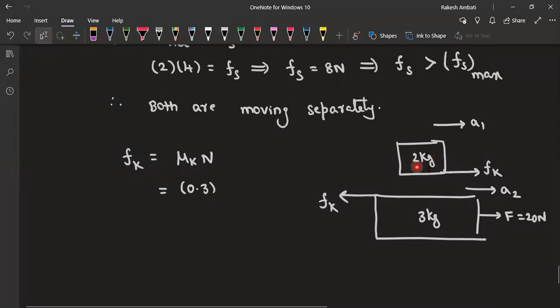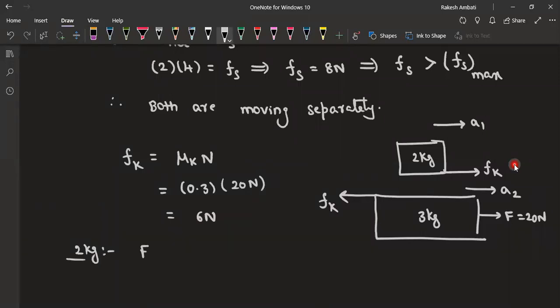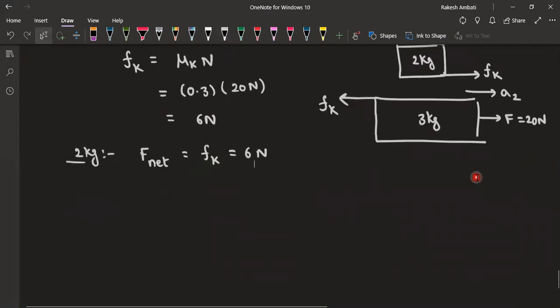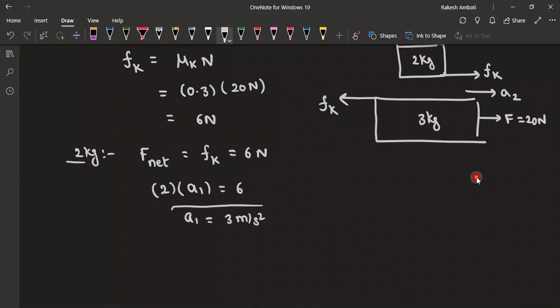So whose weight is acting? The 2 kg block, m1g. So that means 20 newtons, not 30. Therefore Fk is nothing but 6 newtons. Now you consider the 2 kg block and write down the dynamic equation, that is only Fk, and this Fk value is 6 newtons. Therefore, resultant force means mass into acceleration. The mass is 2 kg and its acceleration is A1, equal to 6 newtons. Therefore, A1 equals 3 meter per second square.